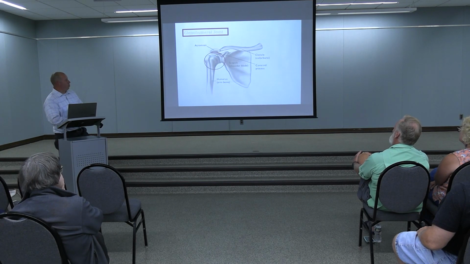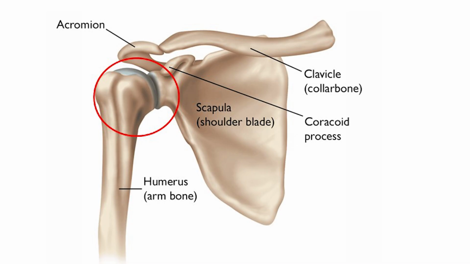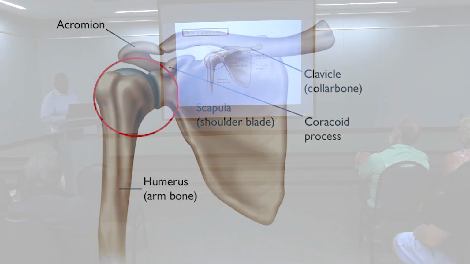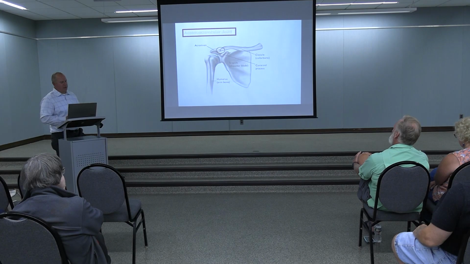So here's the glenohumeral joint, the ball and socket joint. It's basically like a golf tee. The socket end acts as a tee, with the cartilage around the socket increasing the surface area. And then you have the ball that rests on the socket.